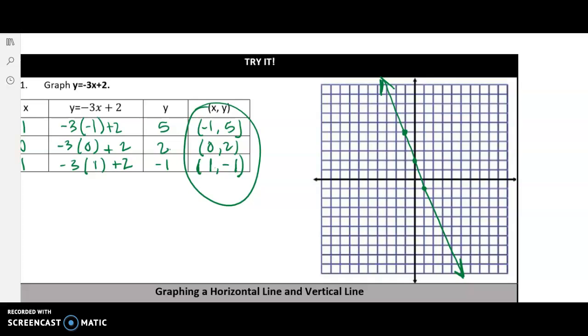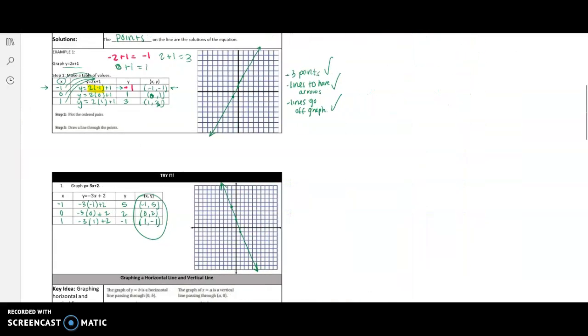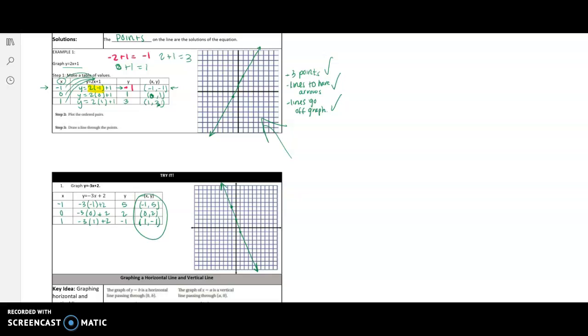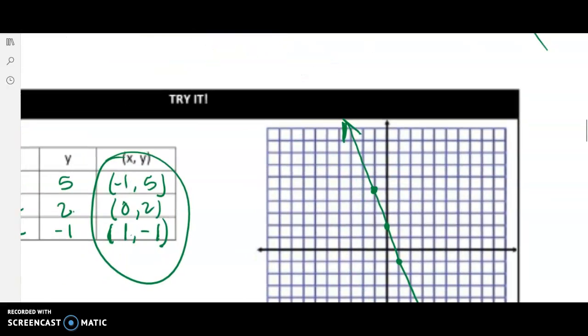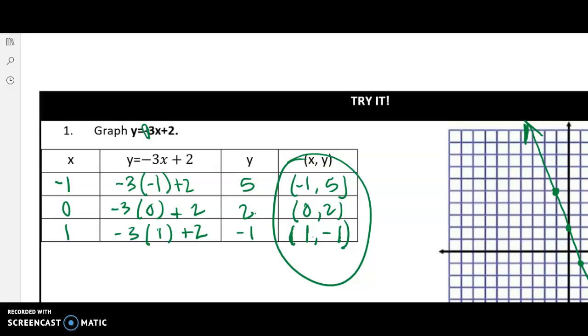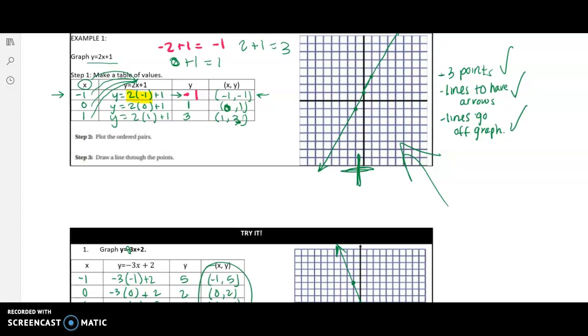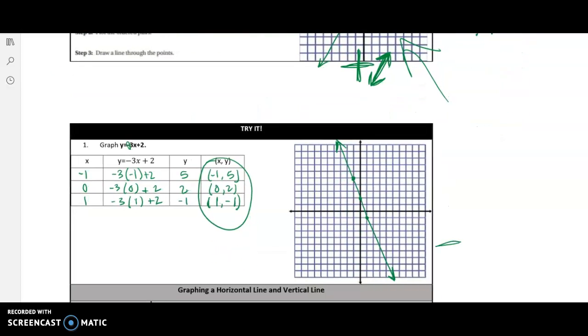And so you'll notice I have my 3 points, and I have arrows, and my line goes all the way to the end of my graph. You'll notice that this graph up here is going upwards when you read it from left to right, and this one looks like it's going downwards. The reason this one's going downwards is because of this negative here in the front, while the other graph was positive. So all positive graphs go upwards like this, and all negative graphs go downwards like this.